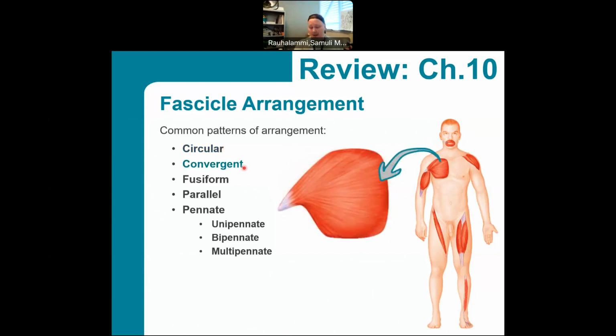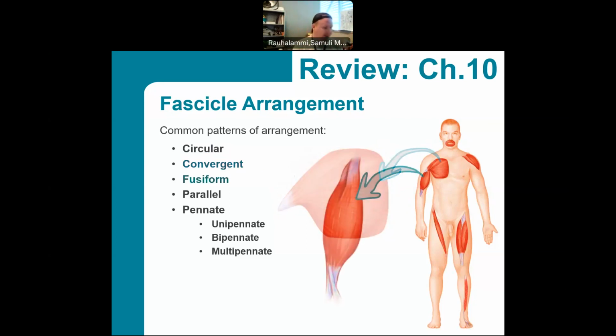Sometimes we see that the muscle arrangement is convergent. So there's a really broad origin that then converges into one point. I think that pectoralis major would be a really good example of that. We're seeing that large origin, and maybe I can show it on this large origin of this muscle, but then this muscle converges into one point that's then attaching there. So that is what we can also see in terms of the fascicle arrangement type.